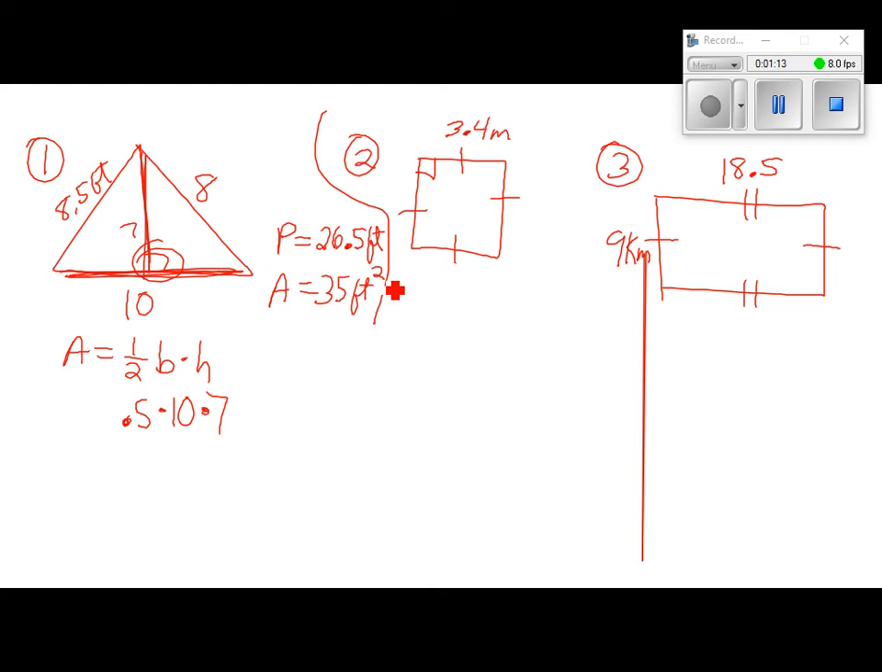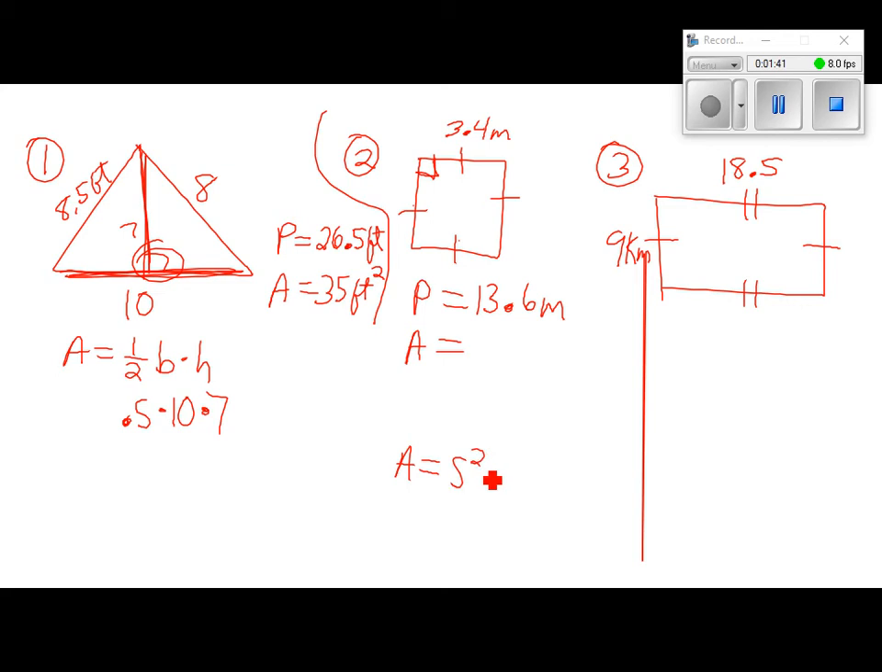Number 2, find the perimeter of number 2. This is a square. You should be able to tell it's a square because it's got 4 sides, all the right angles in it, so it's a square. So all we do is take 3.4 times 4, or add up 3.4 4 times, and you end up with 13.6 meters.